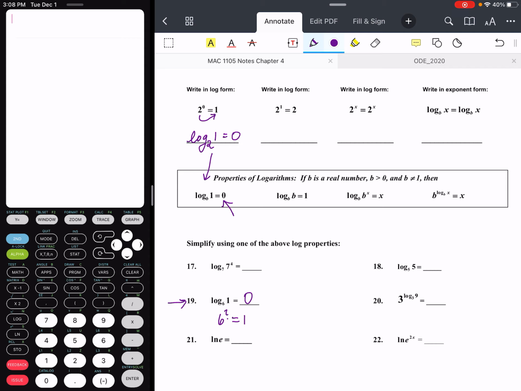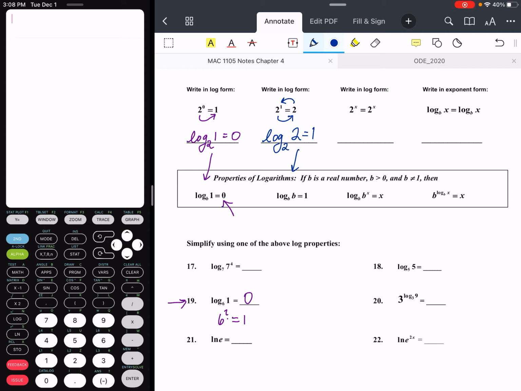All right, so let's take a look at our second property. So up here at the top, it says write in log form 2 to the 1st power equals 2. So if I want to rewrite this in log form, I'll switch colors just to keep it jazzy. I'll have log base 2 of 2 equals my exponent of 1. So log base 2 of 2 equals 1. And again, we could generalize this down here. Log base b of b equals 1, right? Log base b of b equals 1.